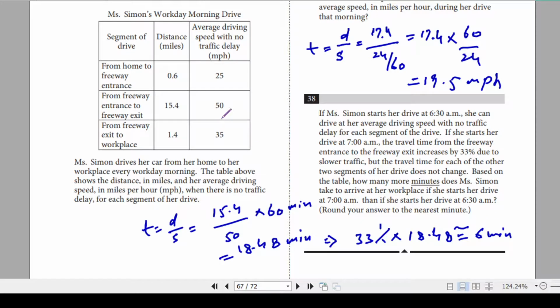So we had to just find the difference in this time. Usually students take the whole time at 6:30 and then the whole time at 7, then they subtract. You don't need to take into account these two times because they stay constant. Only this time is changing.